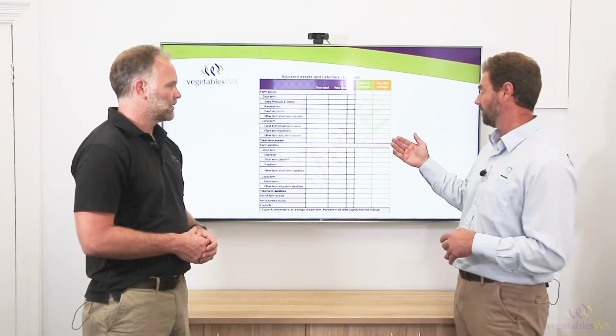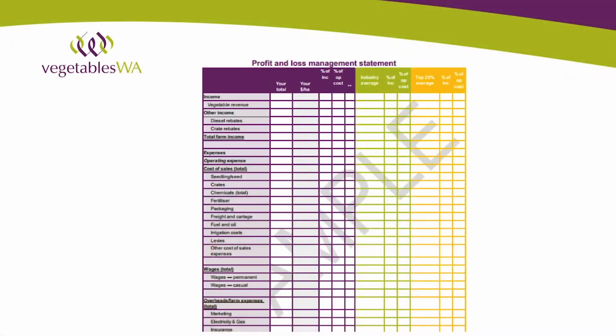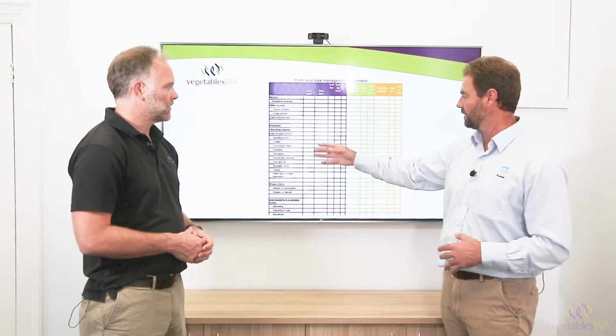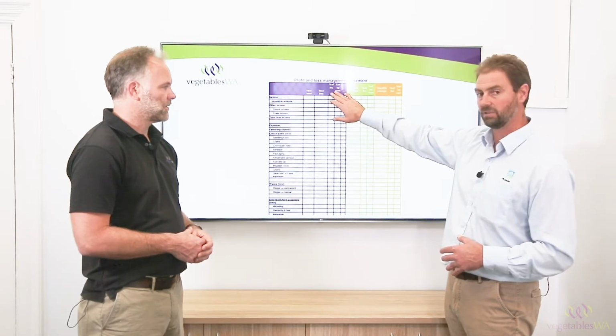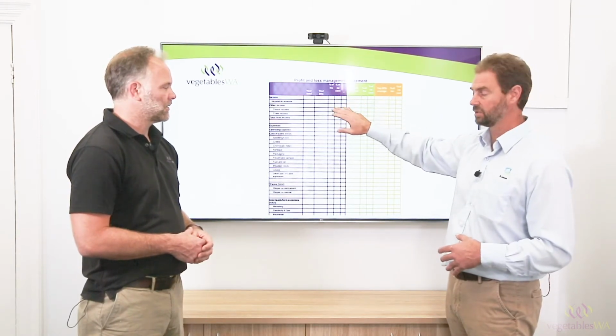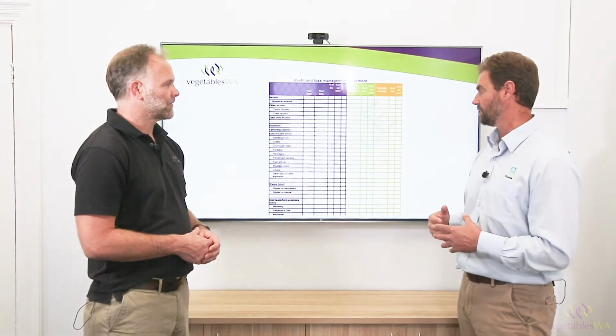But then from the assets and liabilities, we move into the next side of it, which is your profit and loss management statement. This is about what income do I make, and what cost do I have in the business to make that. Again, it compares you to the average of the industry and the top 25%. There looks like a lot of lines in this graph, but what's really important is that you can compare yourself as a percentage of income and a percentage of operating costs to the industry and the top 25%. That gives you a comparison. It doesn't matter what you farm. It's looking at the percentage that you make or spend on a certain area of the business against the average and the best.